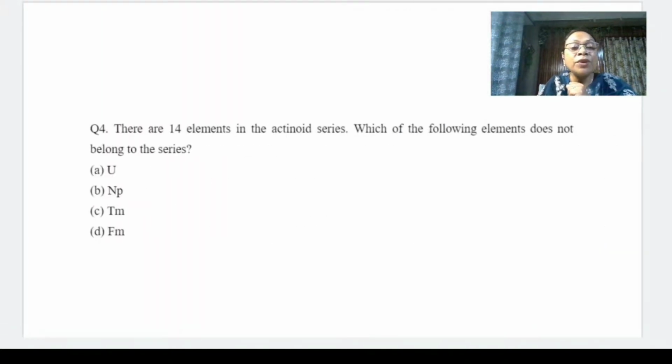There are 14 elements in the actinoid series. Which of the following element does not belong to this series? Actinoid series. Uranium, yes, it is actinoid. Fermium, yes. Neptunium, yes. Thulium. Thulium is a 4F element.